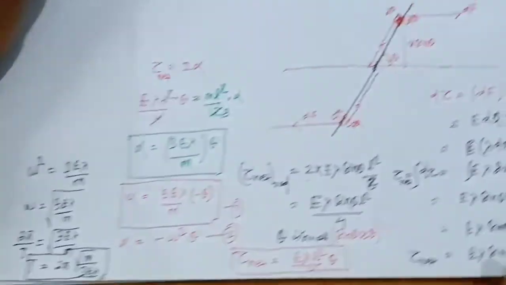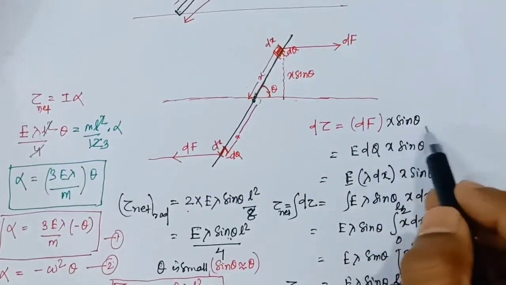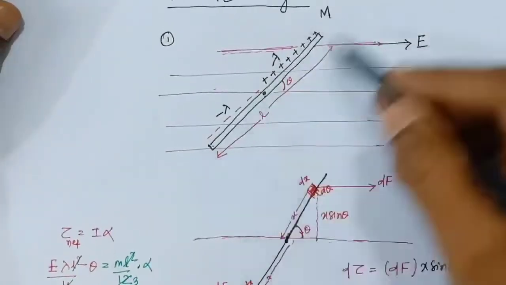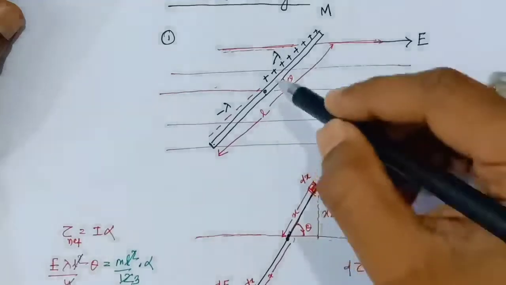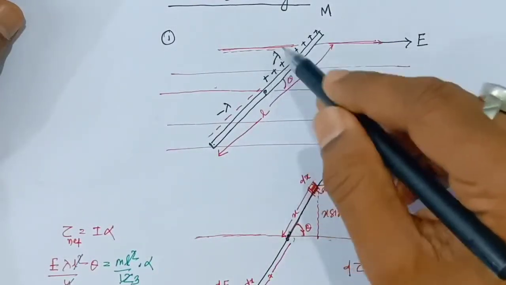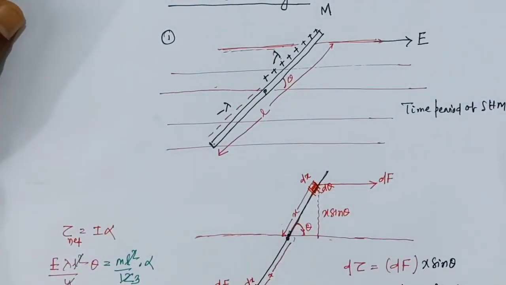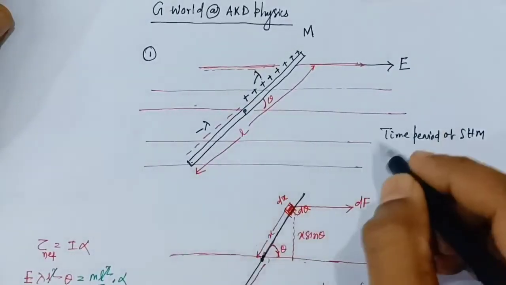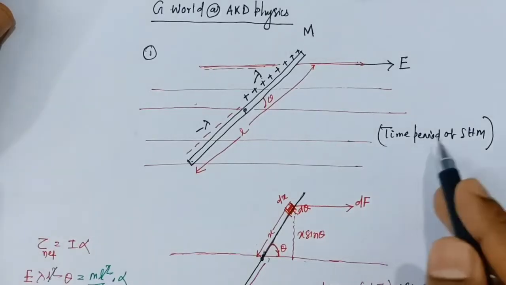This is a very simple question, but it gives you a good level of thinking and enhances the ability of thinking. Let me think, this is a non-conducting rod, having length L, mass M. Half of the section is positively charged, with line charge density lambda, and the other half is negatively charged, with line charge density minus lambda, and a constant electric field flows like this. The question asks: find the time period of SHM if theta is very small.